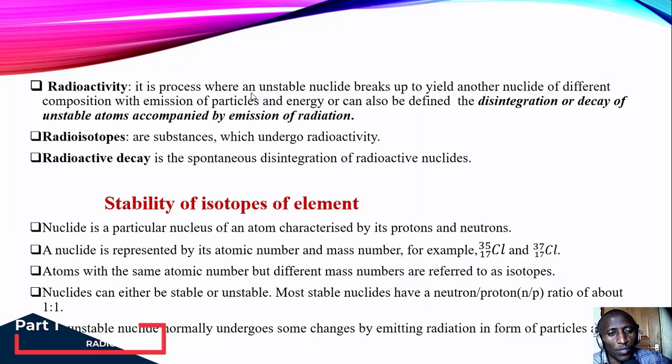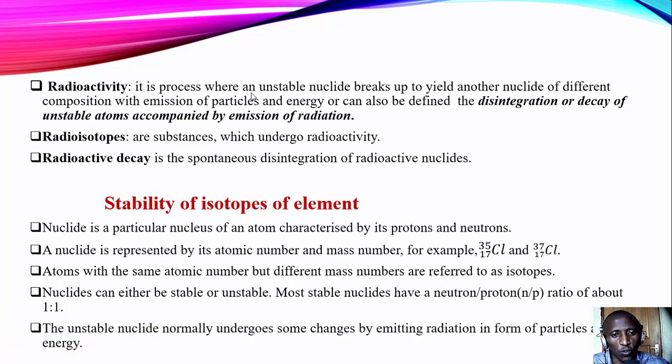In our discussion today, we shall look at one part of this topic, which will take about 20 minutes of our discussion. We shall examine what is radioactivity, what are radioisotopes, what is radioactive decay, and what causes nuclides to become radioactive. We shall also look at various forms of radiations and their characteristics, and we shall finalize with calculations on half-life and the amount remaining after decay. Then we shall prepare for part 2 of this video lesson.